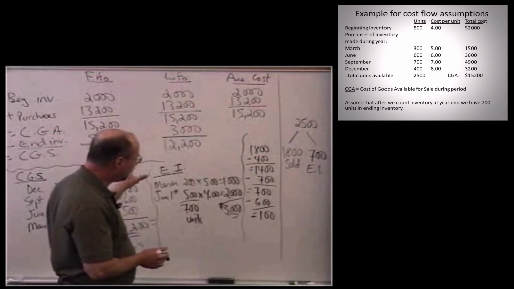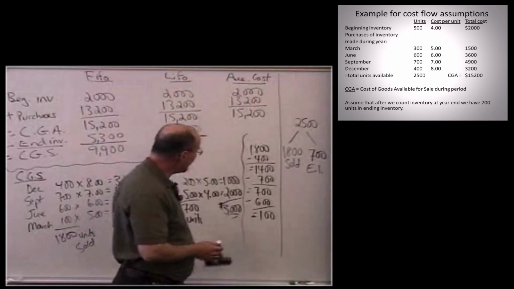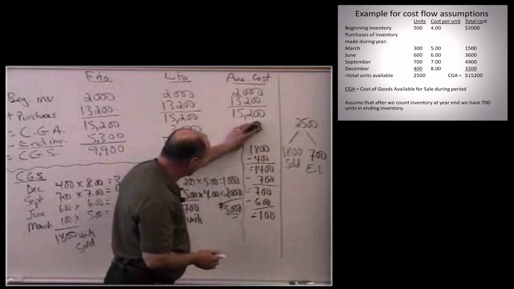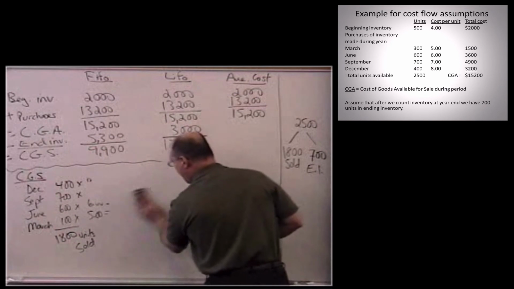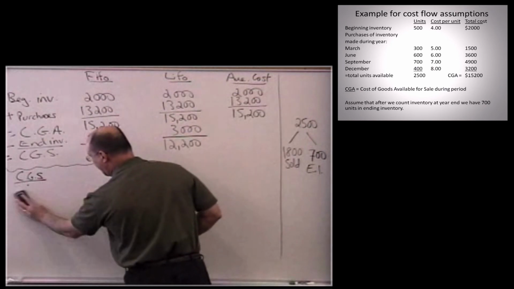Okay, so we have FIFO and we have LIFO. The last method is called the average cost method. So I'm going to clear the board. And average cost is actually the easiest of the three.